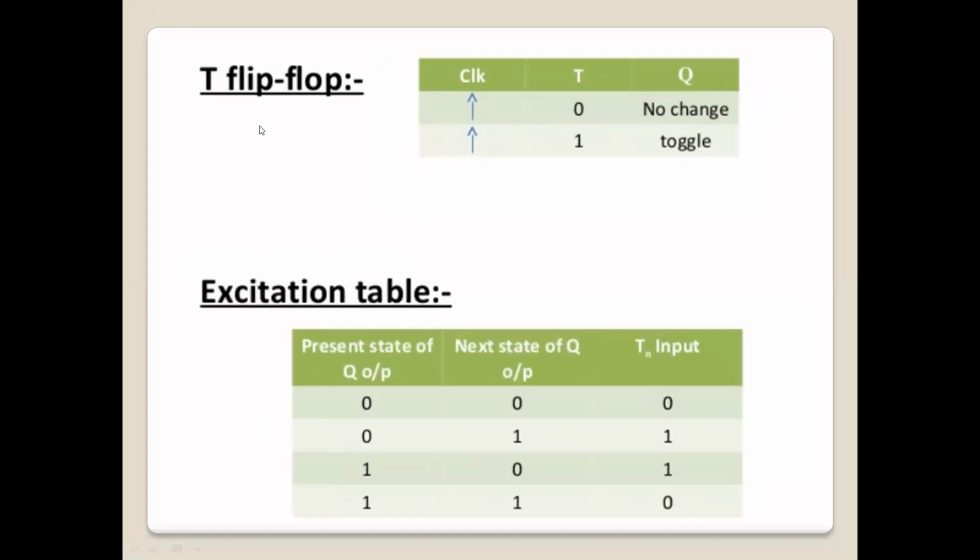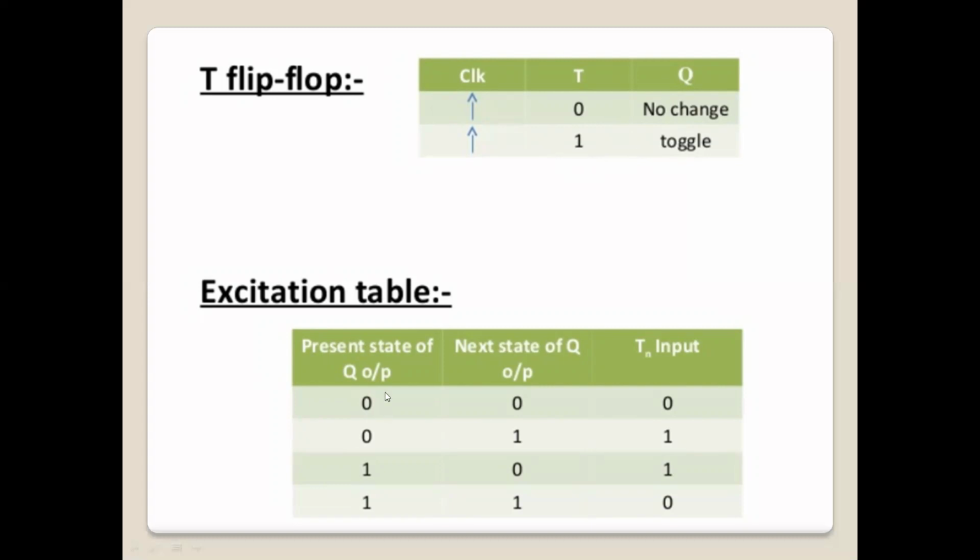Moving to T flip-flop. T stands for toggle. There are two input conditions in the truth table of T flip-flop. If T equal to 0, no change in the output. If T is 1, the output will toggle. This is the same as the last condition of JK flip-flop. In JK flip-flop, for 1, 1 inputs, output will toggle. Like that, in T flip-flop, if T equal to 1, output will toggle.